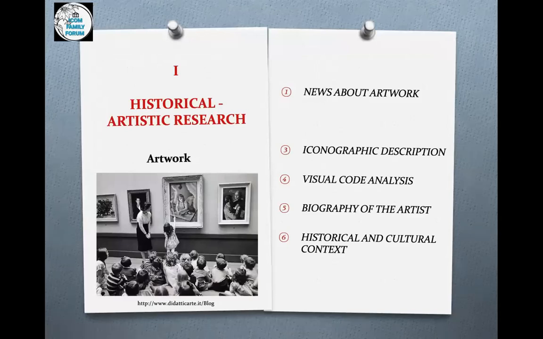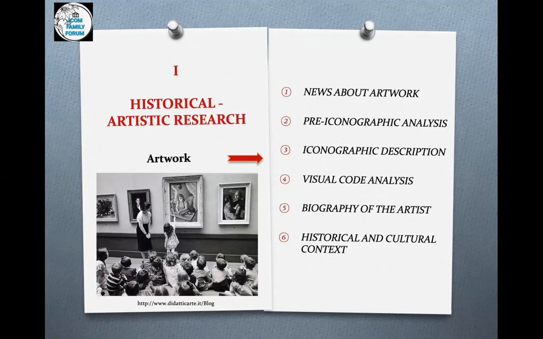The first step that you have to follow when you want to restore cultural heritage is historical artistic research. So if you have to make a historical artistic research on artworks, it's right to follow some specific points. Well, the first step is to search news about the artwork: the date of the artwork, so whether it was made in the 15th century or maybe later, and who is the author of this artwork, the kind of artwork, so if the artwork is a sculpture or a painting, everything that can tell us the kind of artwork and news about it.